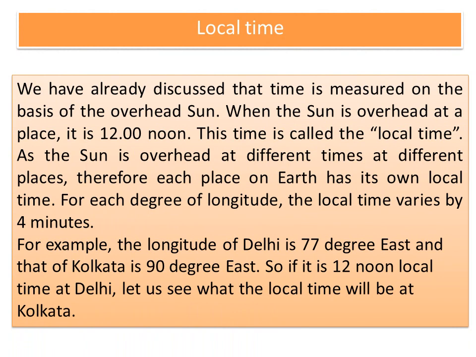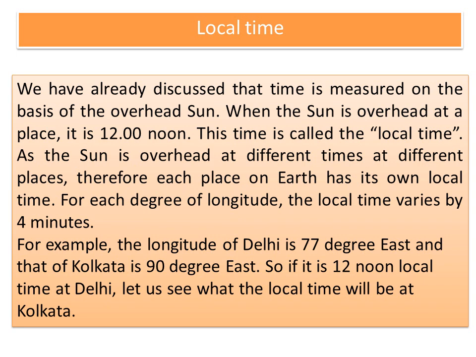We have already discussed that time is measured on the basis of the overhead sun. When the sun is overhead at a place, it is 12 noon. This time is called the local time. As the sun is overhead at different times, at different places, therefore, each place on earth has its own local time. For each degree of longitude, the local time varies by 4 minutes.